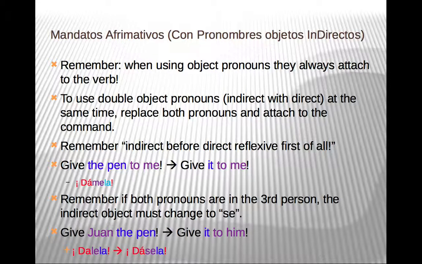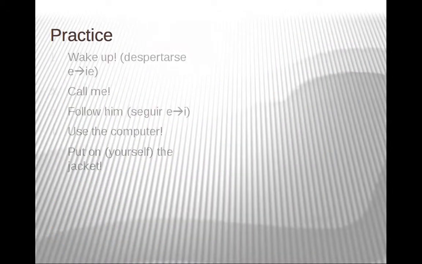What if it was like the les or the los or whatever? Okay, if it was les, it would still, like, give it to them. It would still be da se la. The le or les both change to se. Yeah, when it's the third person used together, and the la could be los or whatever. So whenever it's in the third person, the le or les has to change to the se. Any other questions? Good? Can I move on? Yes. Everyone's good? All right. Okay, let's practice.